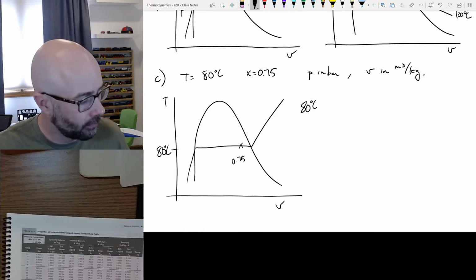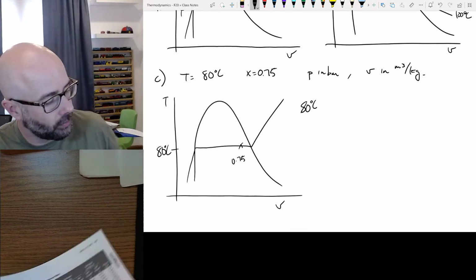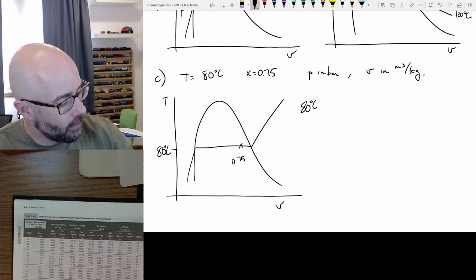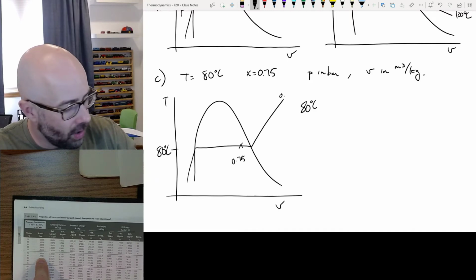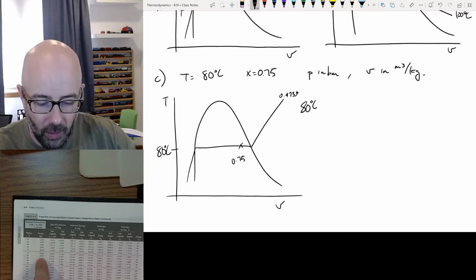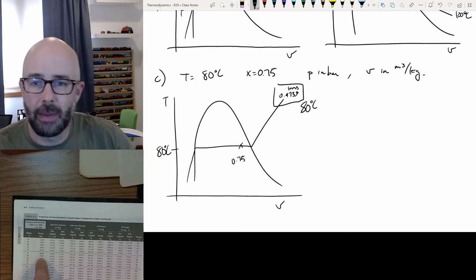So, 80 degrees Celsius, Psat is 0.4739. That's going to be my pressure in bars. I'm just going to put the bars here. That's going to be my answer there.